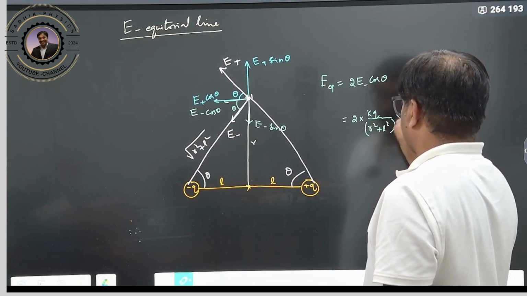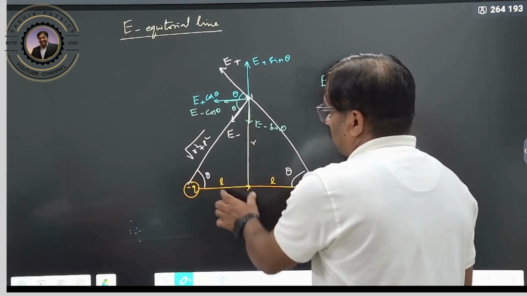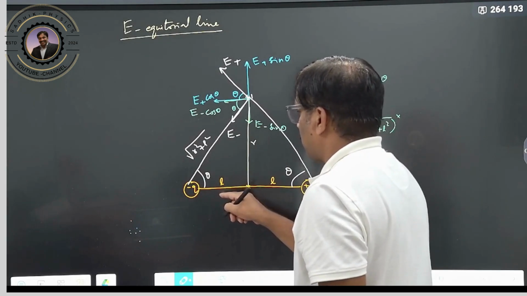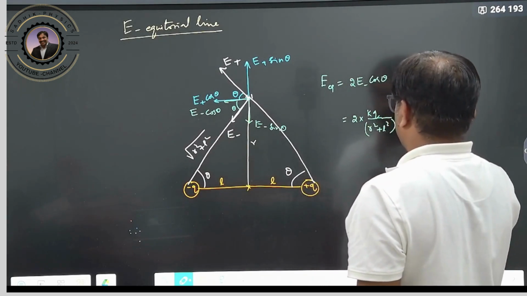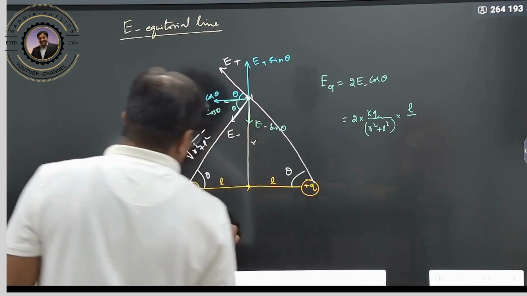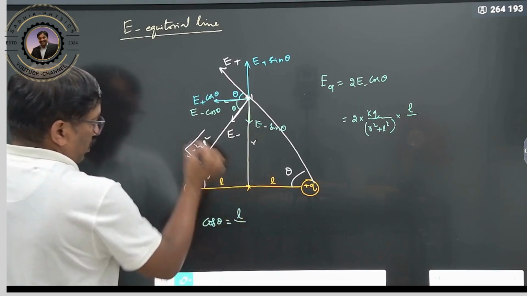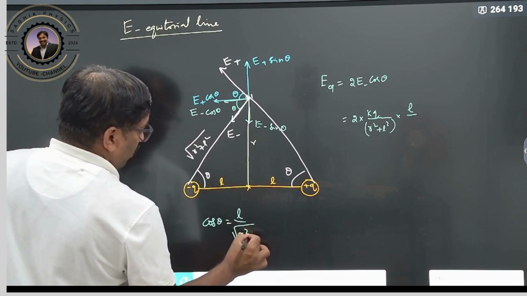Clear? Into cos theta. What can you write for cos theta? This distance is L, so cos theta is adjacent side by hypotenuse, which is L by root of R square plus L square.